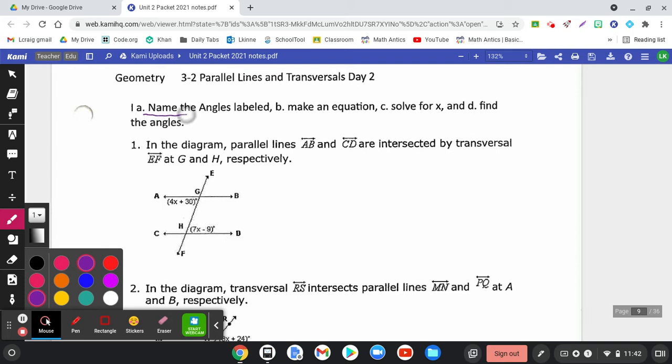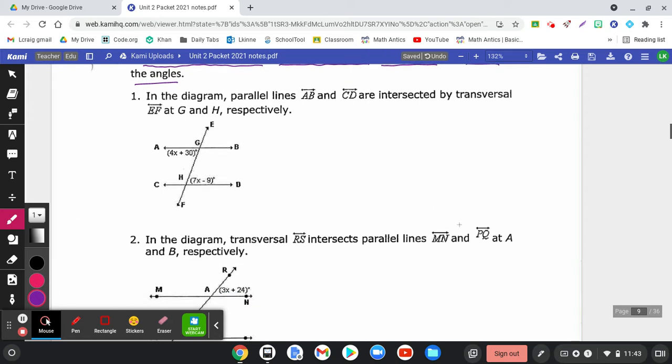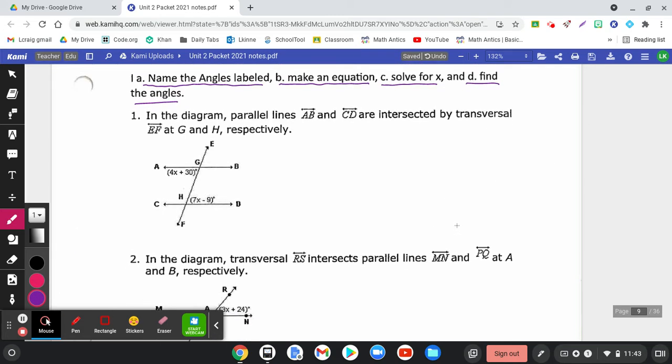Part A, name the angles labeled. B, make an equation. C, solve for x. And then D, find the angles. All right, so let's just go through number 1 together. So if you look, what you're dealing with is this acute angle and this acute angle. So let's first do part A.